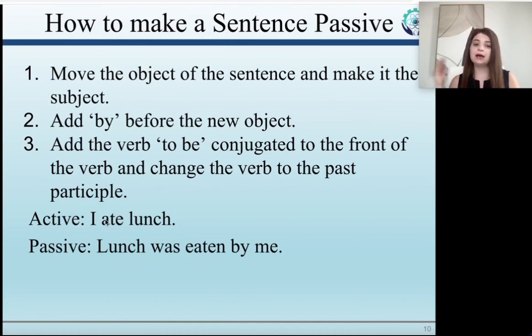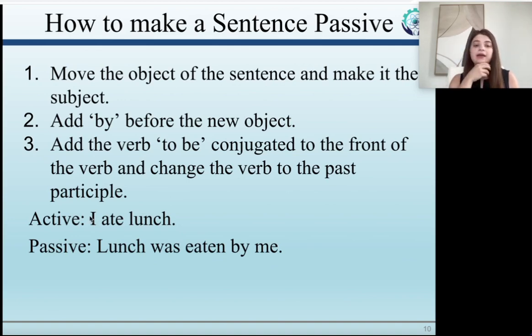Now, how can we step by step change "I ate lunch" to a passive form? Well, first things first, we need to move the object and make it the subject. So instead of "I ate lunch," the first thing is going to be "lunch," right? "Lunch I ate" is what we're going to have. Then we need to add "by" before the new object, right? So the new object is "I," right?